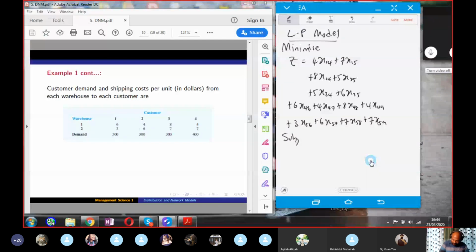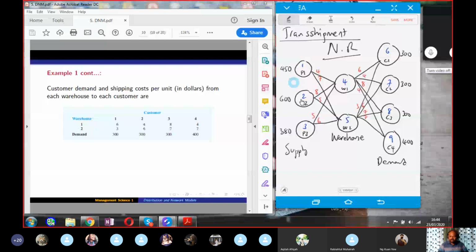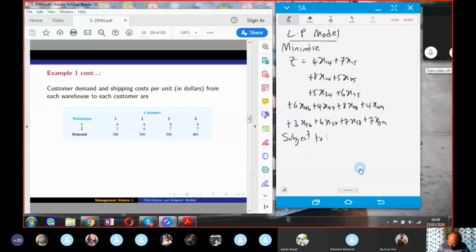Okay, constraint. As what we did in the previous one, we focus on the supplier first. Whatever quantity goes out from each plant must be less or equal to these numbers. So put here less or equal. What are the numbers there? That would be 450. What are the quantity goes out from the circle? That would be x14, x15.